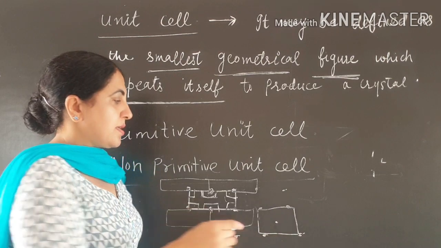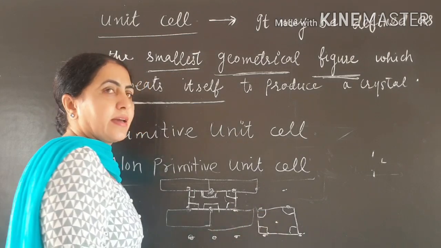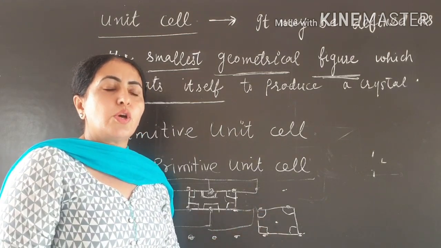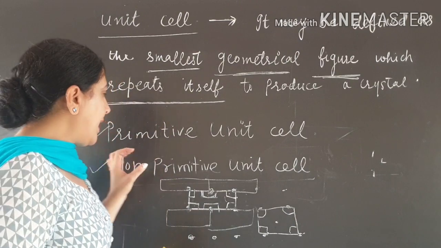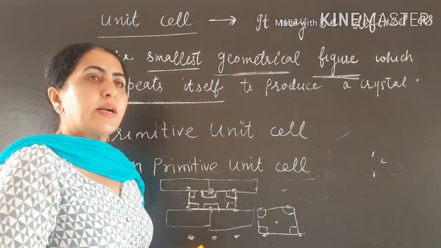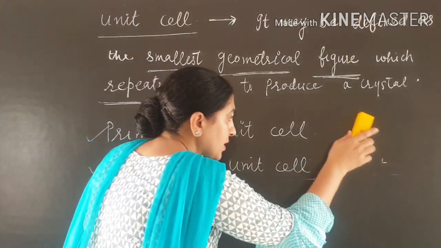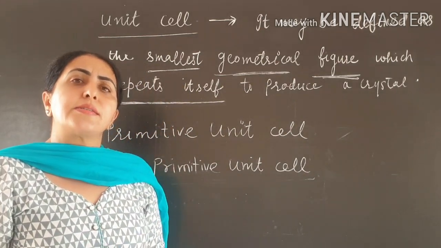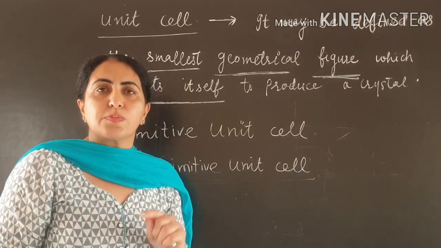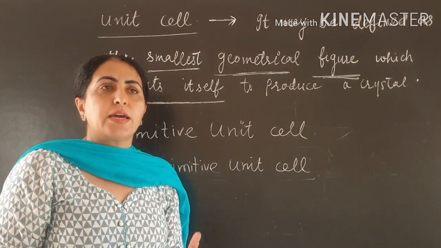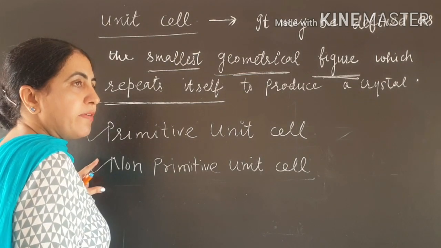Same in the other case. 1/4 is this, 1/4 is this, 1/4 is this, 1/4 is this, so 1, plus the whole is this, so 1. So here it is also 2. So the effective number of lattice points is more than 1. So that unit cell is called a non-primitive unit cell. How will we define the non-primitive unit cell? The unit cell having atoms at the corners of the unit cell and also at the faces of the unit cell, and the effective number of lattice points is more than 1. Clear? So this is about the primitive unit cell and non-primitive unit cell.